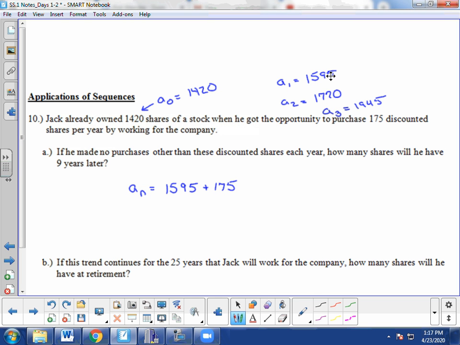So what we have here is in the first year that he works for the company, he doesn't add anything. In the second year, he adds 175 once. In the third year, he adds 175 twice, essentially. So once here and once here, and so on and so forth. So we can write this out as 1595, the amount he has the first year, plus 175 times n minus 1. We use n minus 1 because in the first year we'd substitute in a 1, which would give us a 0 here, and that would cancel out, basically just giving us 1595.